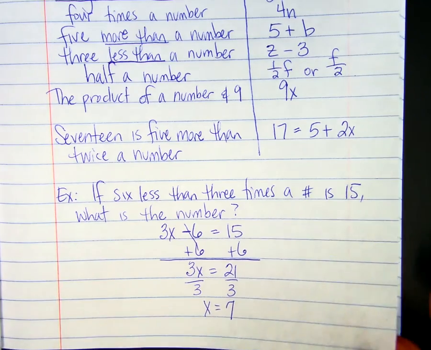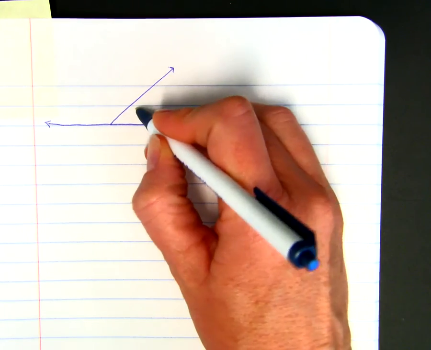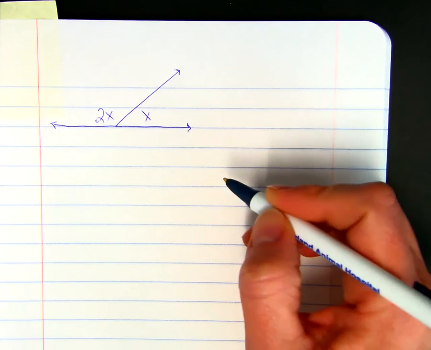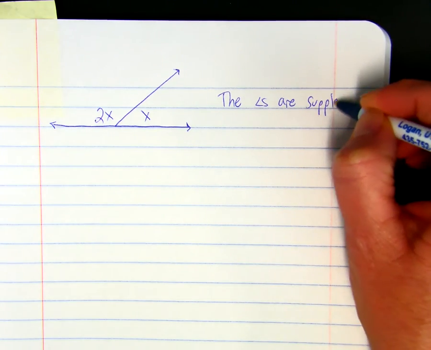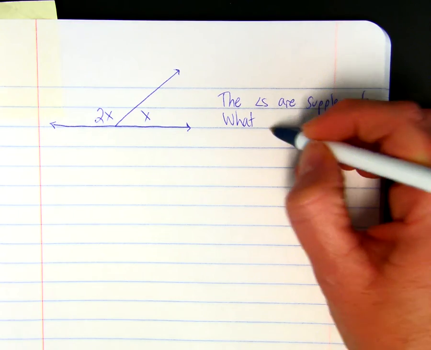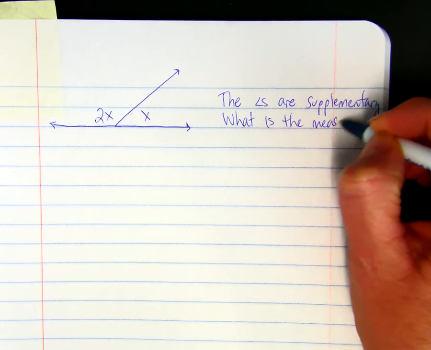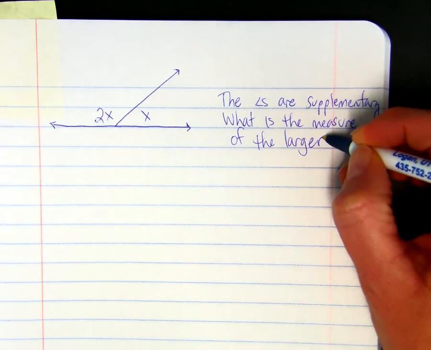So here's an example using angle measures. If you draw a straight line, and then this way we have x and 2x, and then we're told that the angles are supplementary. What is the measure of the larger angle? So if we can figure out what x is, we can double it to find the measure of the larger angle.